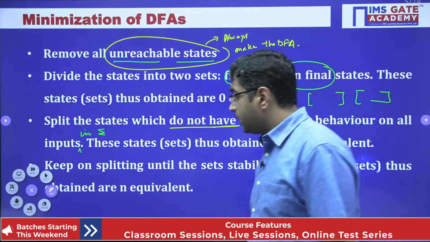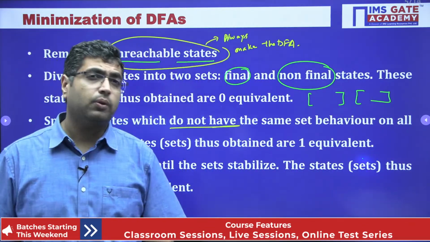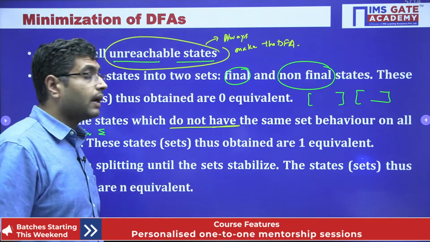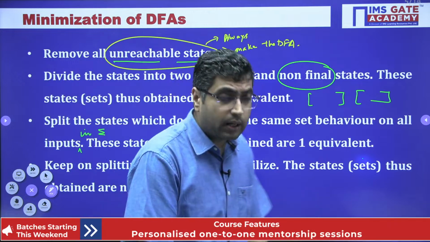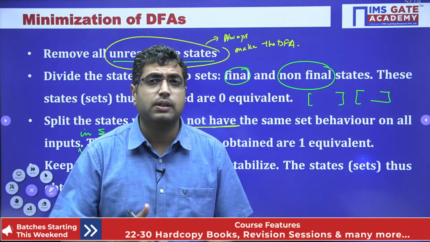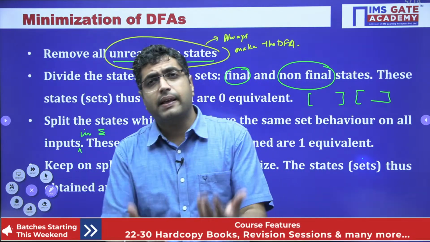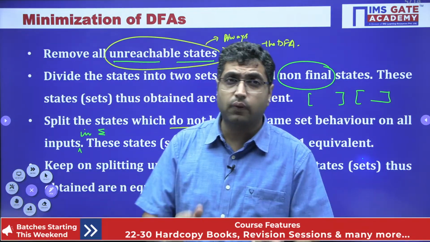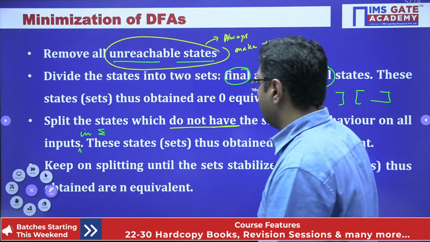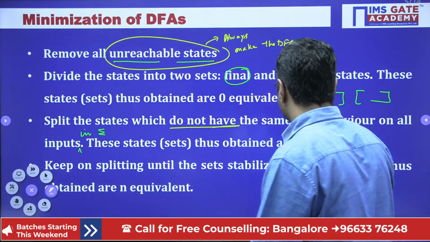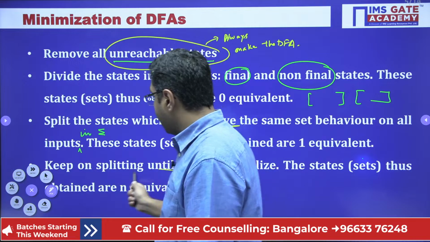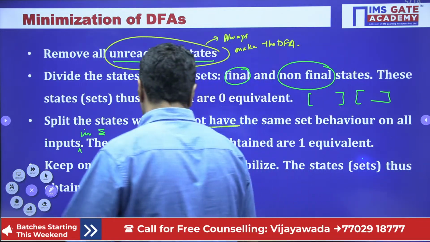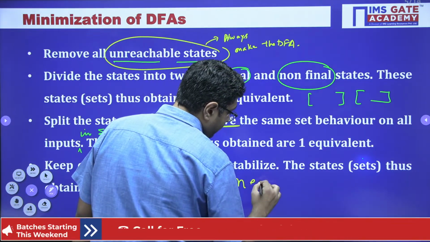Now keep on splitting. You have to keep on splitting until the states stabilize. The states thus obtained are n equivalent. You keep on doing this process: once you get some set of states, apply the same process again, and again on the next set of states, and so on. Keep on splitting until the states stabilize. The states thus obtained are known as n equivalent states.